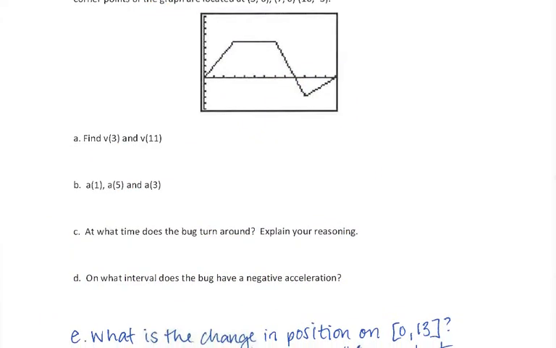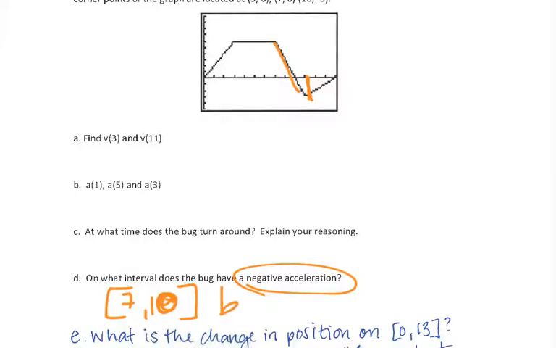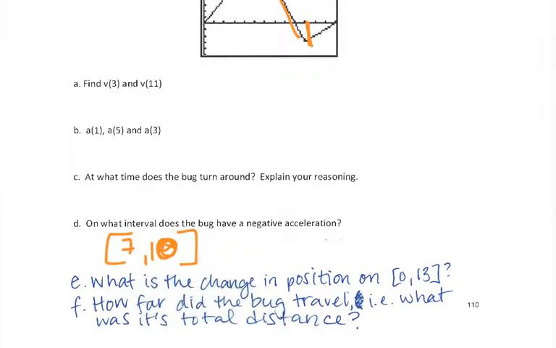All right, D asks, on what interval does the bug have a negative acceleration? Well, again, acceleration is just the slope of velocity. So when is the slope negative? It's negative on this section here. So it's 7 to 9, 10. Let's see. 7 to 10 is the interval. It actually doesn't ask for justification, so we can just say 7 to 10.